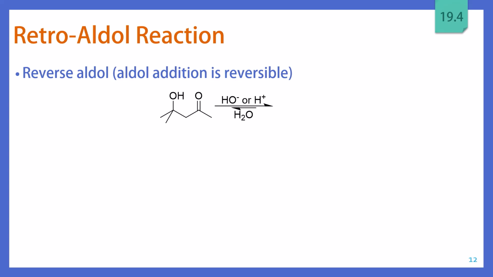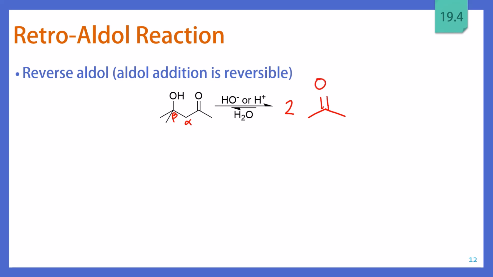The next idea is the Retro-Aldol reaction, which rather than being a reaction necessarily is more an acknowledgement that aldol addition is reversible. So once you've created your alpha beta hydroxy aldehyde or ketone, in this case a ketone, this is reversible in the conditions in which it was formed, and so you can actually undo this reaction. And in this case, when we undo the reaction, we would end up with two equivalents of acetone.